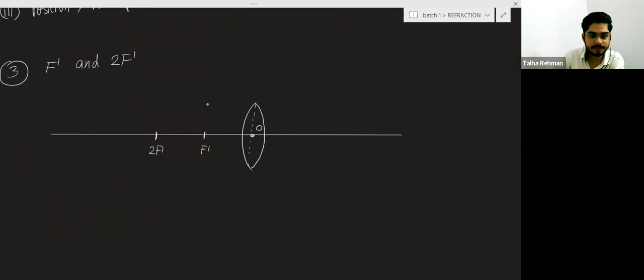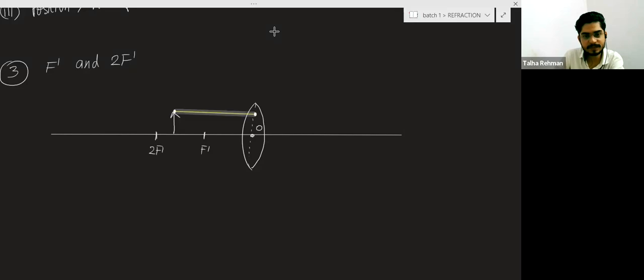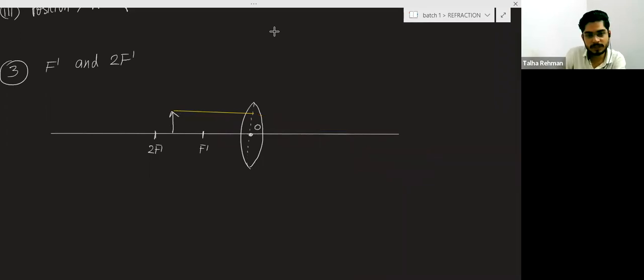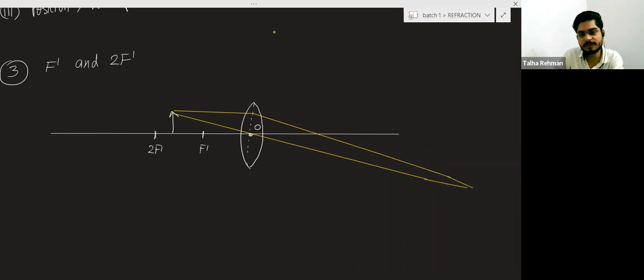So now we are placing the object here. This is our object this time, and we will see where the image will form. Again, there is a requirement of two rays. The first will be like this and will pass through the focus. Another ray will be like this. Both these rays will meet at some point, somewhere here.